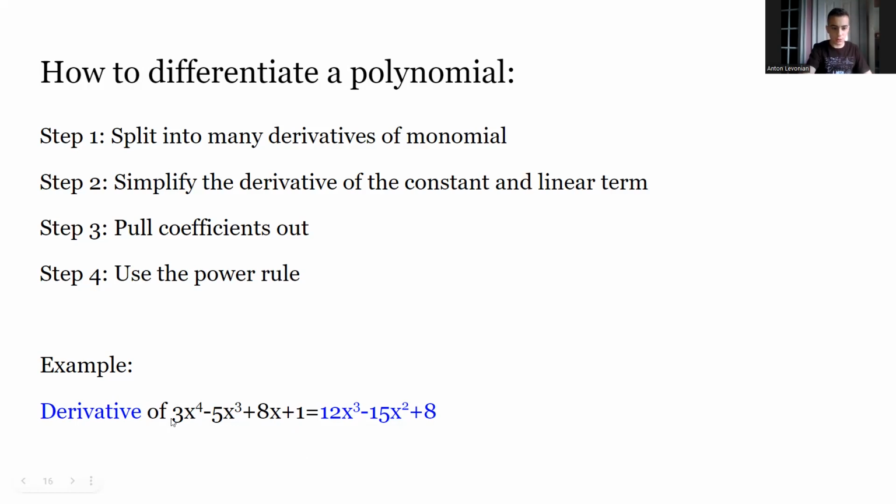So for instance, if this wasn't 3x to the 4th minus 5x cubed plus 8x plus 1, if it were like x to the e plus x to the pi minus x to the root 2 plus 8, for instance, we could find the derivative of that too.